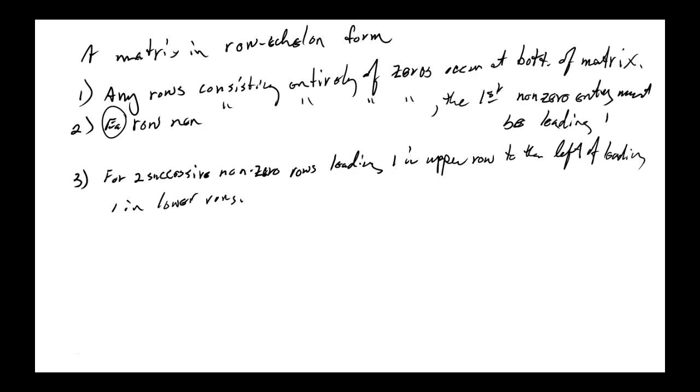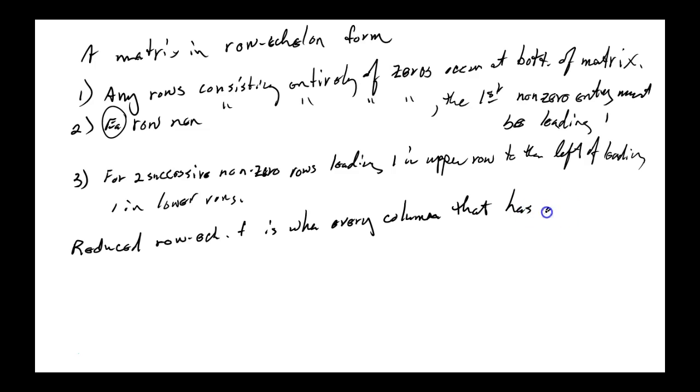Now, there's one other definition also included in this box. They phrase this poorly. The definition for a reduced row echelon form. After a while, I'm going to call it REF so I don't have to write that anymore. A matrix is in reduced row echelon form when every column that has a leading one has zeros in every position above and below the leading one.